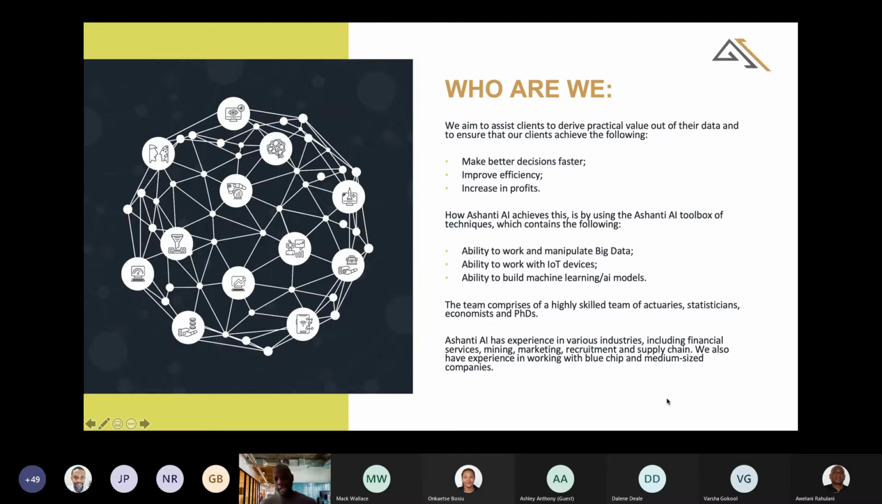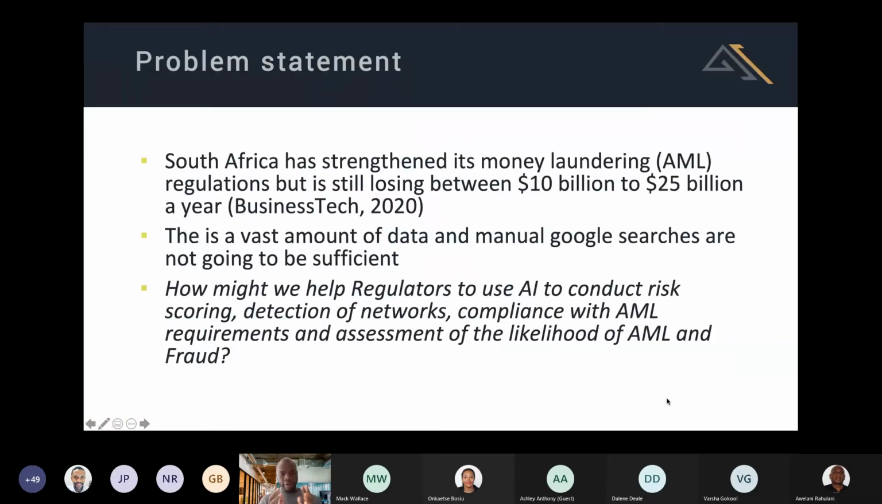But specifically for today, we wanted to focus on the following. In South Africa, over the years, we've strengthened the money laundering regulations. However, according to BizTech last year, the country is still losing between 10 billion and 25 billion rands a year from AML. What has made this problem more complex is that the amount of data that has been generated is quite complex and makes it very difficult for either a regulator or a financial services company to make sure that they are protected from money laundering.